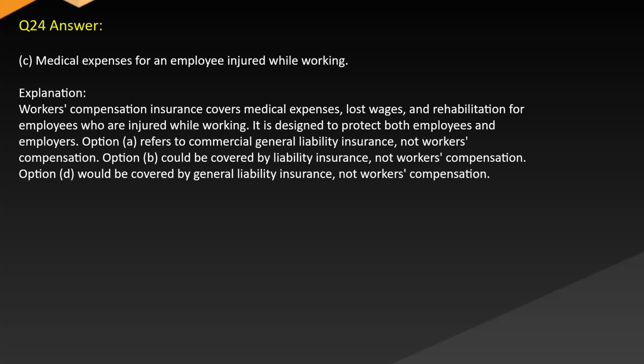Option A refers to commercial general liability insurance, not workers' compensation. Option B could be covered by liability insurance, not workers' compensation. Option D would be covered by general liability insurance, not workers' compensation.